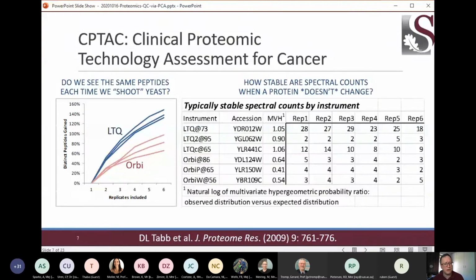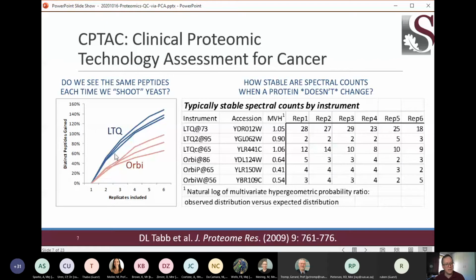This is an early paper I wrote back in the years I was working with CPTAC, a big proteomics organization from the National Cancer Institute. Here we are looking at different LTQ instruments. These are linear ion traps and Orbitrap class instruments. Most of these, I think, were Orbitrap Veloses.